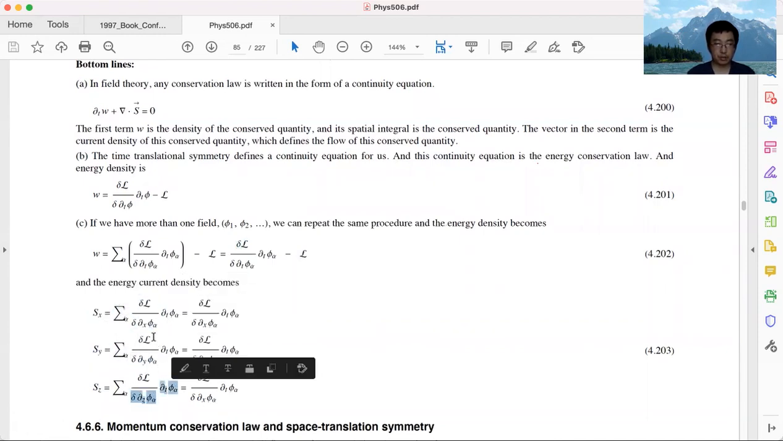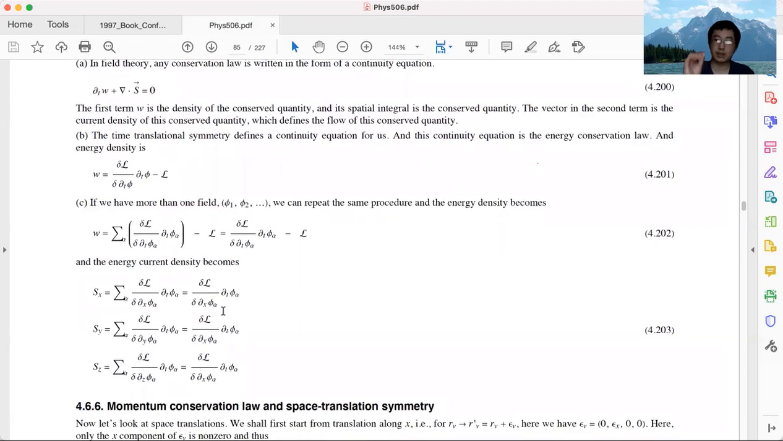Previously we only had one field phi. Now we have multiple fields, phi alpha, and alpha goes from 1 to some number n. We do the same thing and we sum over alpha. And again, using Einstein convention, I don't really need to write down the sum over alpha because alpha is a repeating index. It should automatically be summed over according to Einstein's convention.